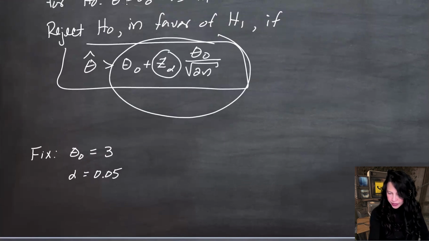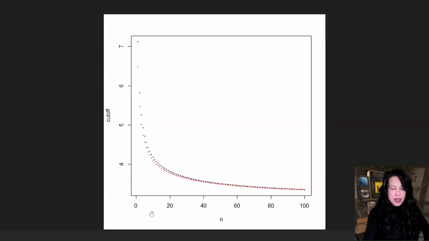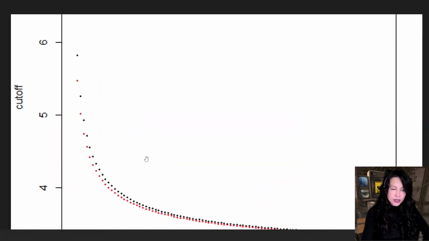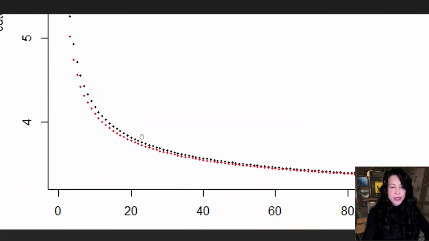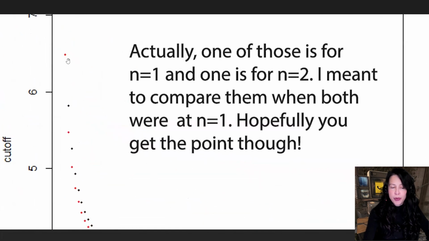And I have a graph for you, so let me switch screens here. Okay, so what you're seeing here, I'll zoom in eventually, but I have n on the x-axis, and I have the cutoff, the value that the MLE needs to be above before you reject the null hypothesis in two cases. So I've got a bunch of black dots, and that represents the exact test, and the red dots represent the approximate test. So like if n is only 1, the black and red dots are far apart.